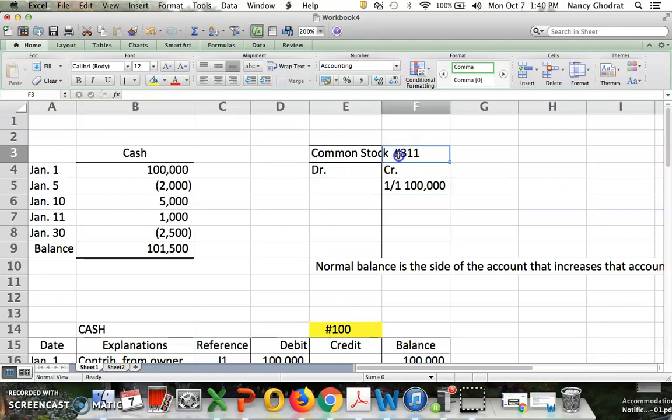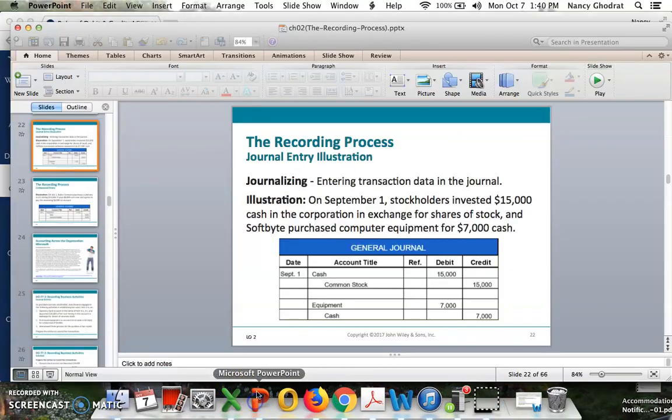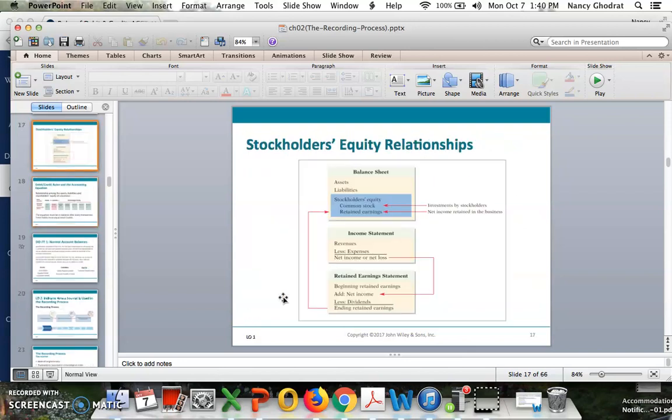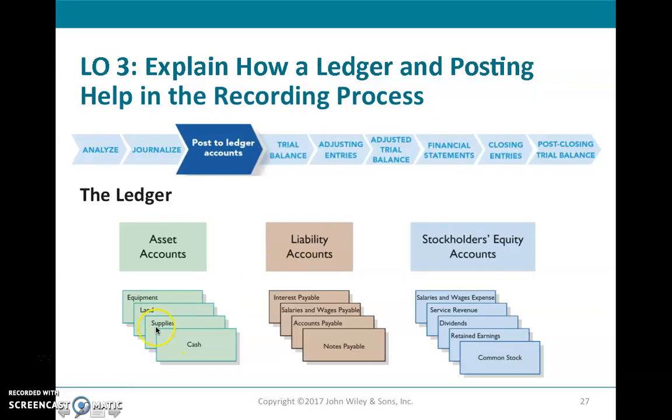And as you can see, there is no reference column here to write down J1. But the account number 311 that I created for common stock is going to go in here. So that means that when you see account numbers in the reference column, you have transferred the data to the general ledger. If you want to take a look at the general ledger, I meant to show you this one. It looks like this. It is a document that shows all the accounts of the company. So there is a page for cash, supplies. Now, the order of accounts in a ledger: assets always come first, followed by liabilities, followed by common stock, retained earnings, dividends, revenue accounts, and expense accounts.